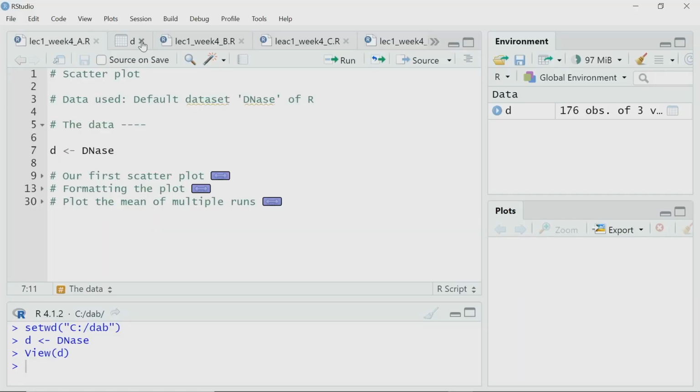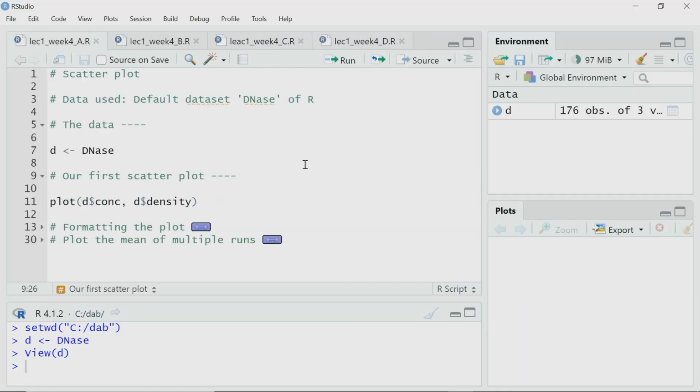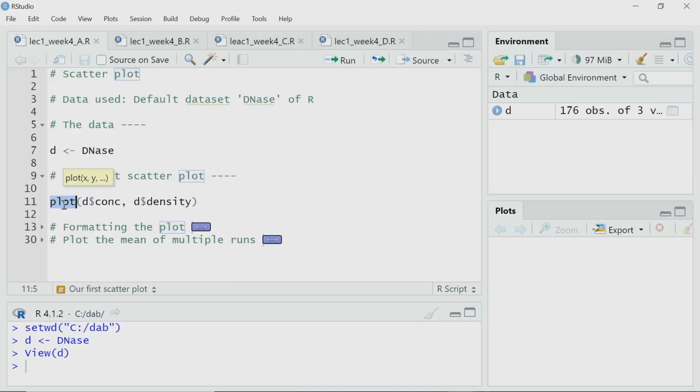Let me go back to the script. Let us first make a scatter plot. So, I will use the plot function. Plot function is a very powerful function in R. It can do lots of things. It can generate lots of types of plot in different fashion. So, here by default I have given the concentration and density as x and y, the horizontal axis variable and the vertical axis variable, by putting D$conc, that is the concentration, that is in the second column, as the x, and density as the second one. So, by default it will create a scatter plot.